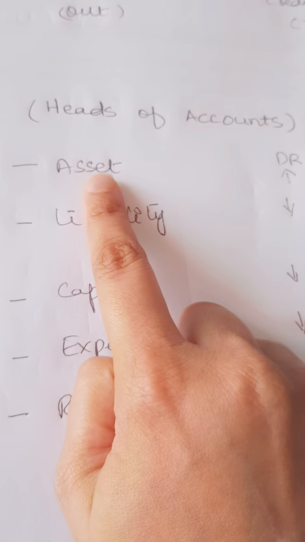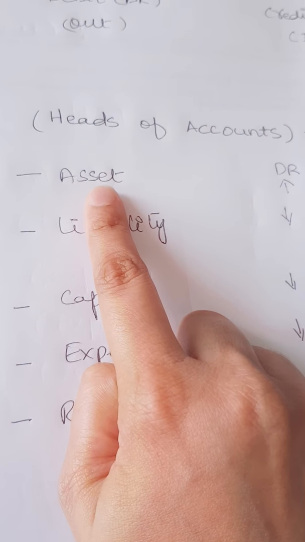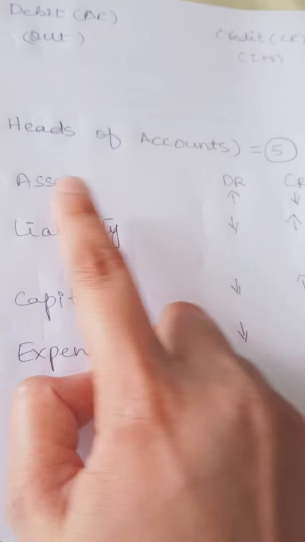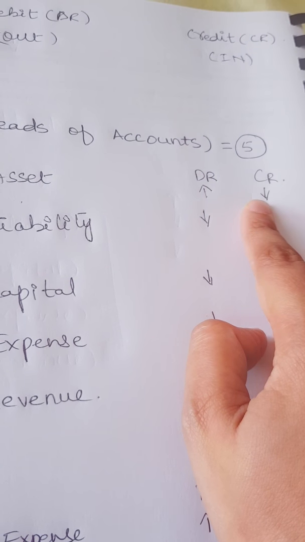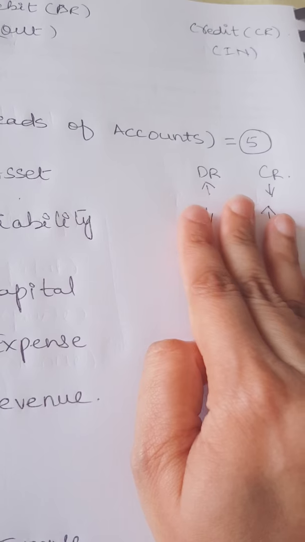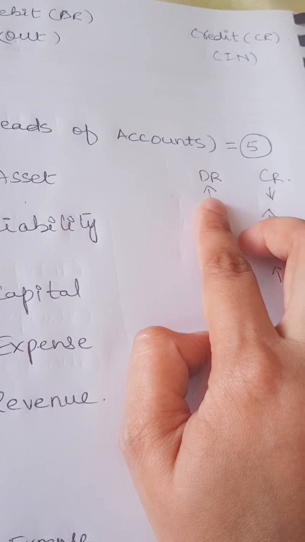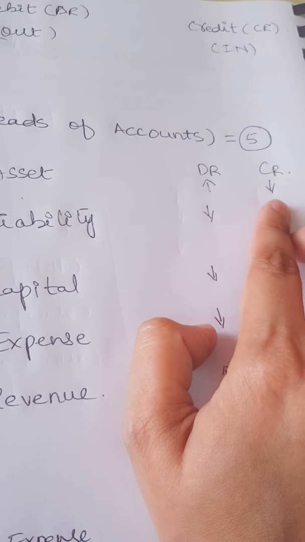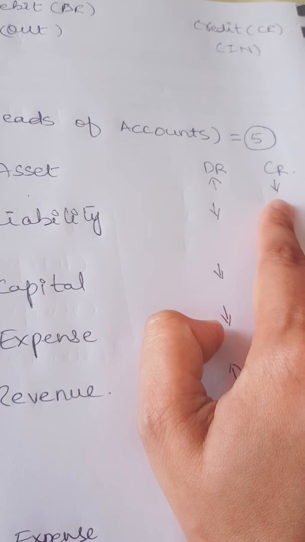Let's talk about asset, our first head of account. Whenever an asset increases, it is always recorded on the debit side, and when an asset decreases, it is recorded on the credit side. It is very simple. Whenever our asset increases, it is always put on the debit side, and whenever it is credited, it is decreased.